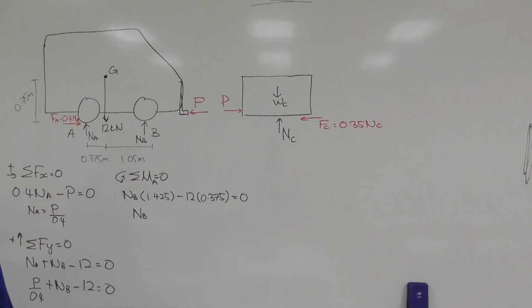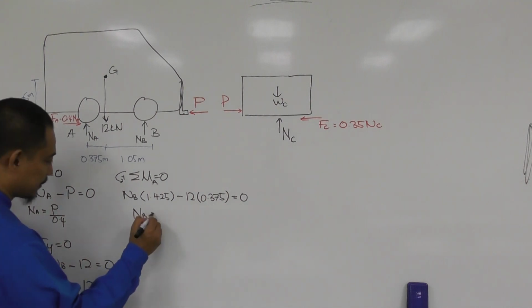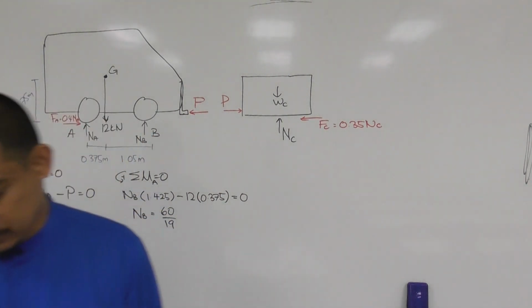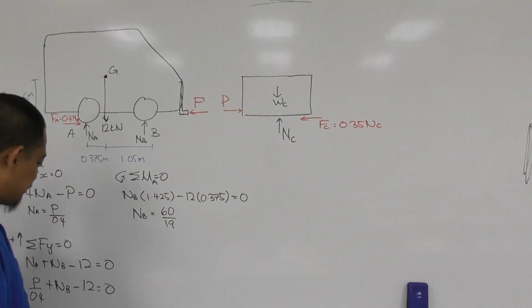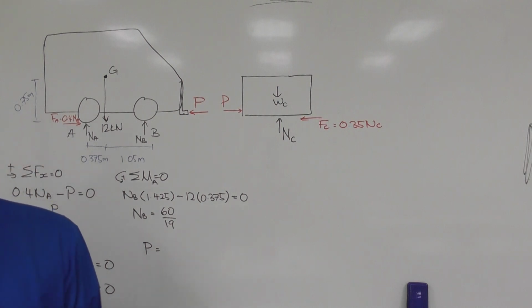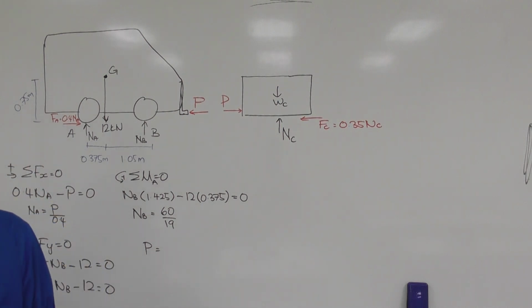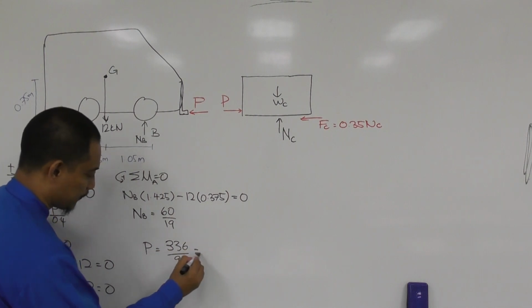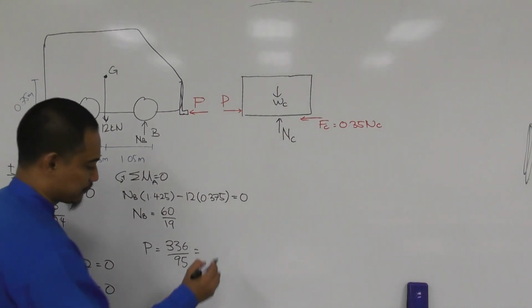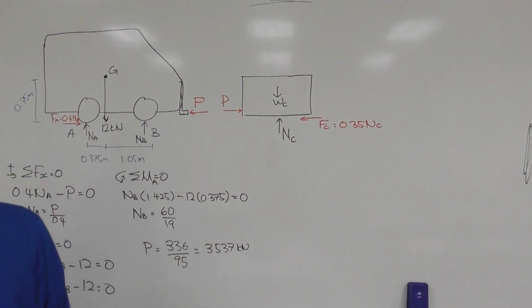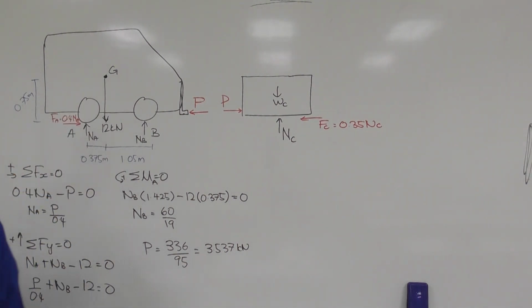So NB will be basically 60 over 19. This is what I have calculated earlier. So in that case, if you plug in here, you can calculate for P, which will be 336 over 95, or basically 3.537. Now, because what we need is P, right?